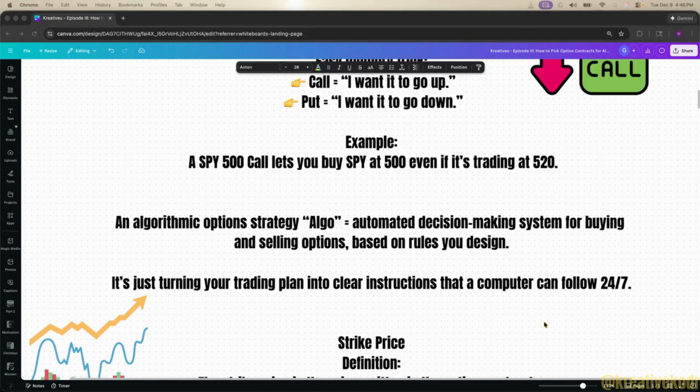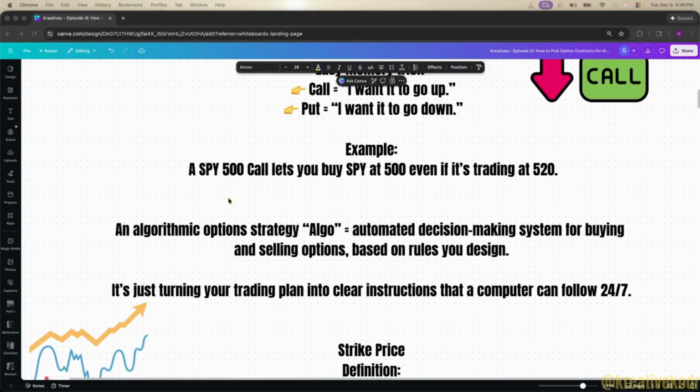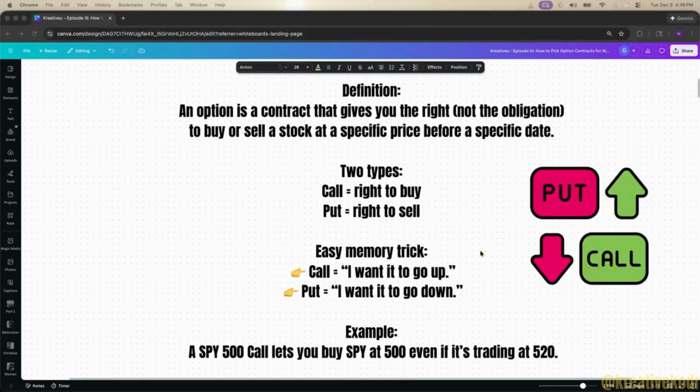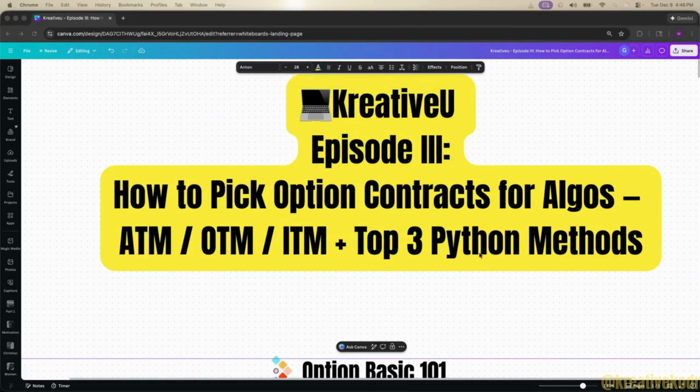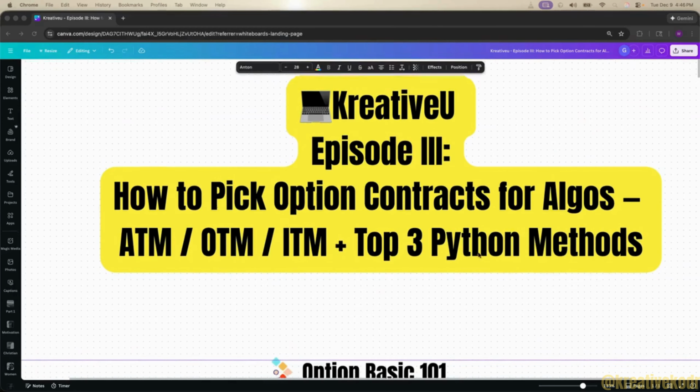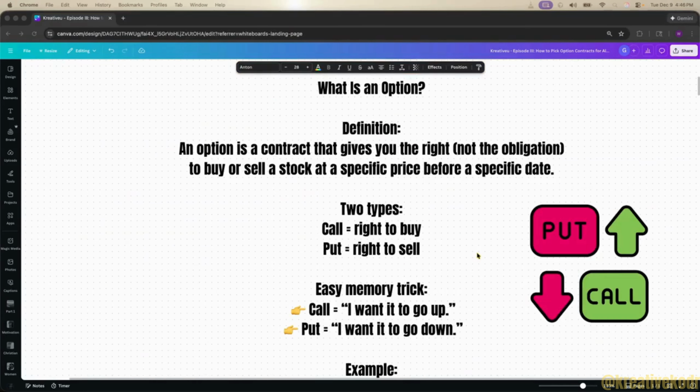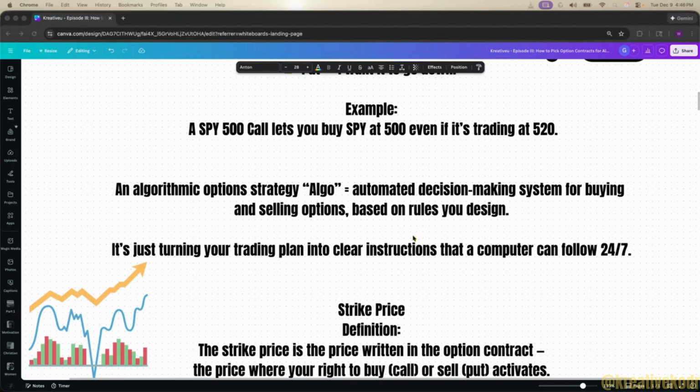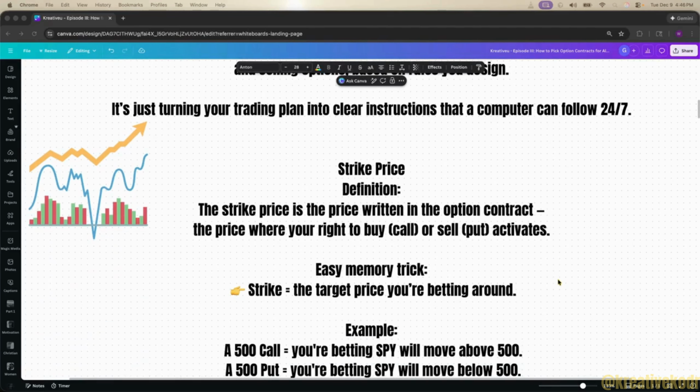So before we go forward, I want us to really just break down what is an algorithmic option trading strategy, or an algo, right? It is an automated decision-making system for buying and selling options based on the rules that we've designed, right? So what we're doing right now is designing the rules on how to select an option contract, right? So this is part of the process on how to create an algo, right? So let's keep going. So in essence, it's turning your trading plan into clear instructions that the computer can follow 24/7, right?